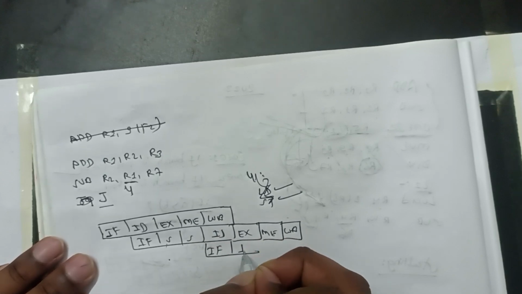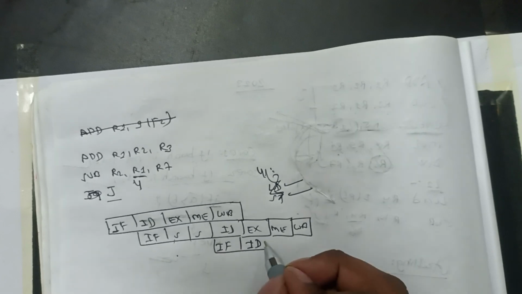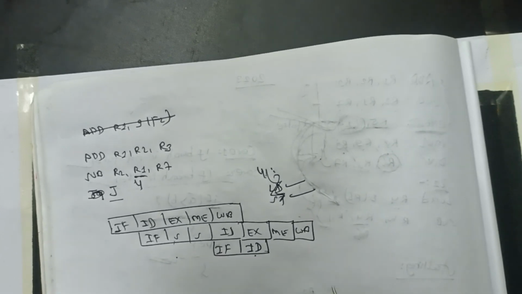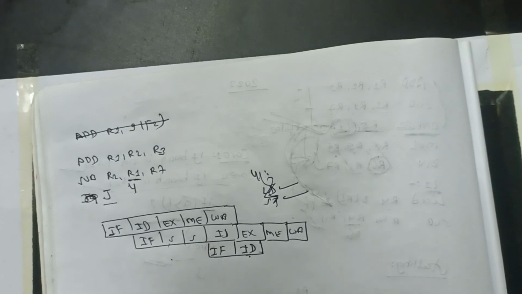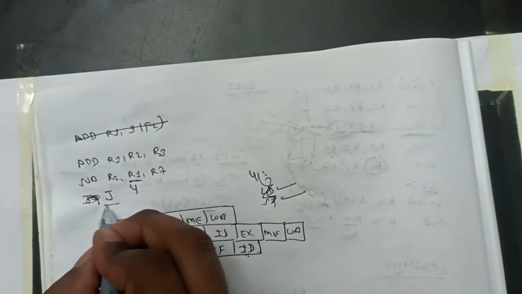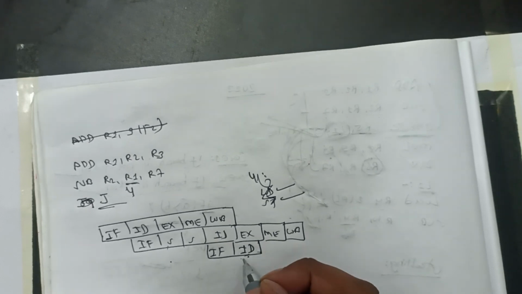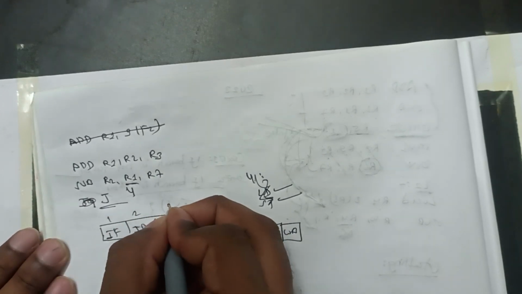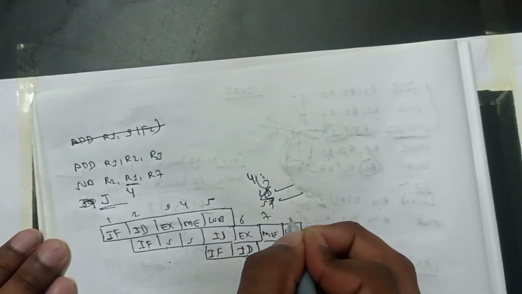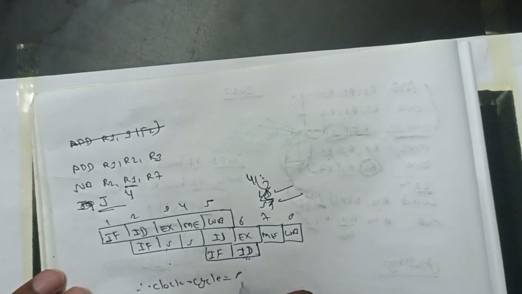IF, ID. We know in the instruction decode we get the value. In the decode we get what? Jump 4. So no need to execute memory and write back, because jump 4 is a conditional statement. When instruction decode gets jump 4, it simply jumps to 4 and stops here. It means the clock cycles are 1, 2, 3, 4, 5, 6, 7, 8. The clock cycle count is 8.